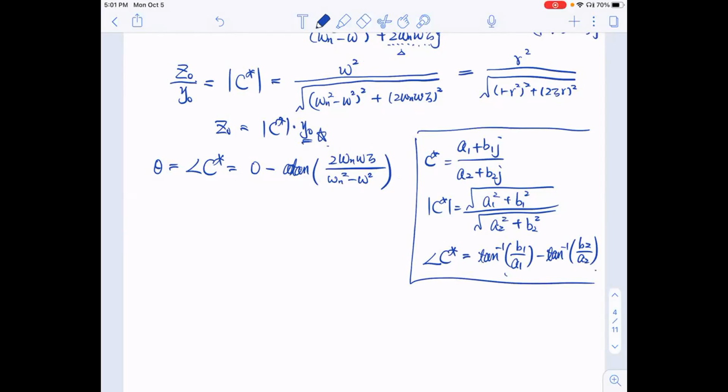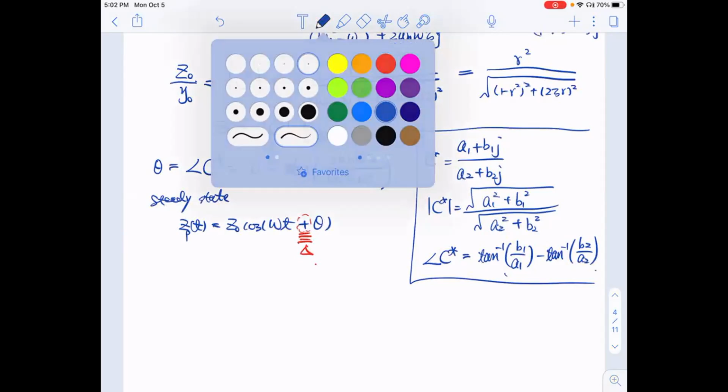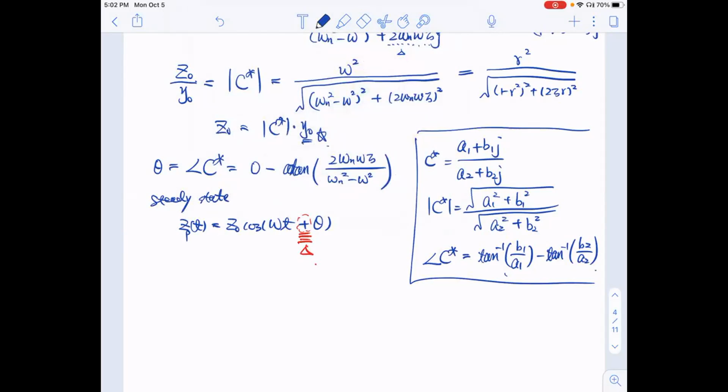So that's your theta. If you want to reconstruct your steady state response, your z(t), the particular solution, is going to be Z naught cosine omega t plus theta. That's something you have to pay attention to. If you use my method, here should be plus. If you look at the textbook, they use minus. That means all your phase will be 180 degrees off. Either method is going to work, but you have to keep consistent.